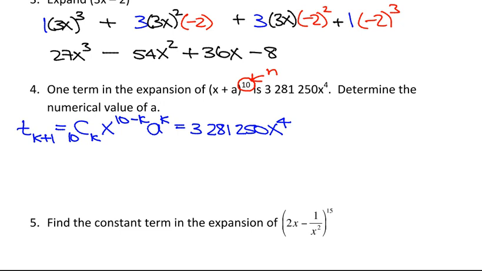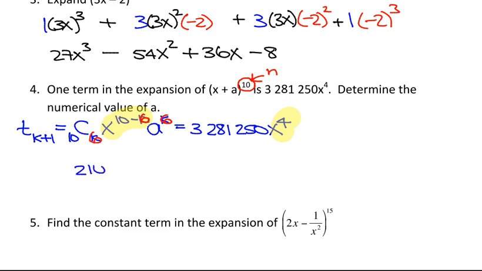So let's see if the detective in you has figured out what K has to be. I'll give you a clue. Here is the X on the left, and it has to work out to give me X to the power of 4. So what does that make K? That's right, it makes K 6, because this has to be 10 minus 6 on the left to give me 4 on the right. So then I can fill in that 6, and this is 6. And now I can figure out the numerical value of A by working this out. So 10C6 is equal to 210.